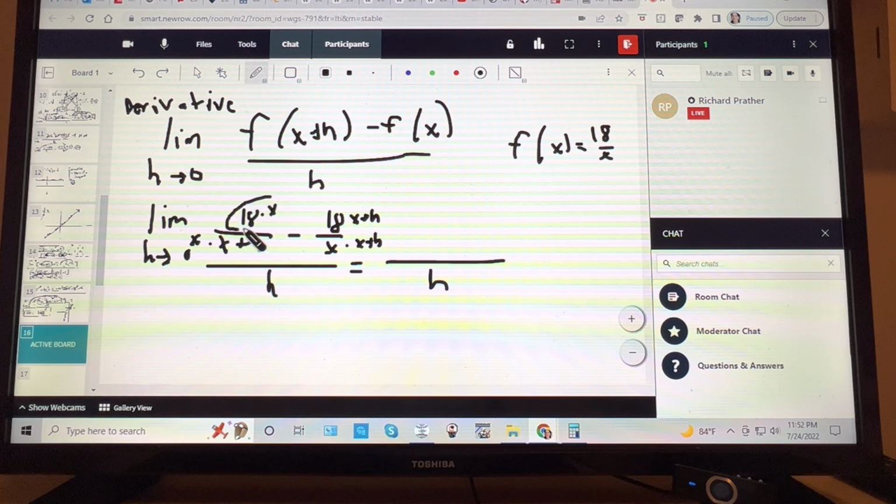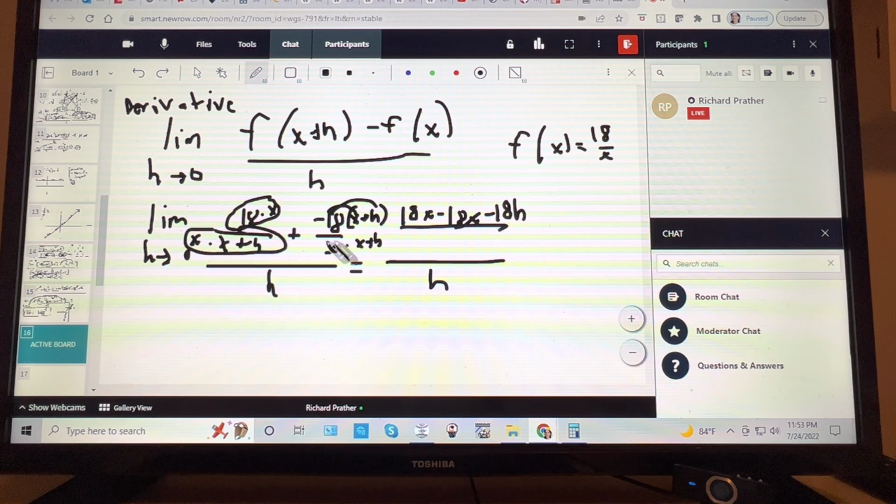So we get 18x. Now, watch out for this. I like to do this and put plus a negative and take that negative with you when you multiply. Negative 18x, negative 18h, all over the common denominator. And this 18x cancels this negative 18x.